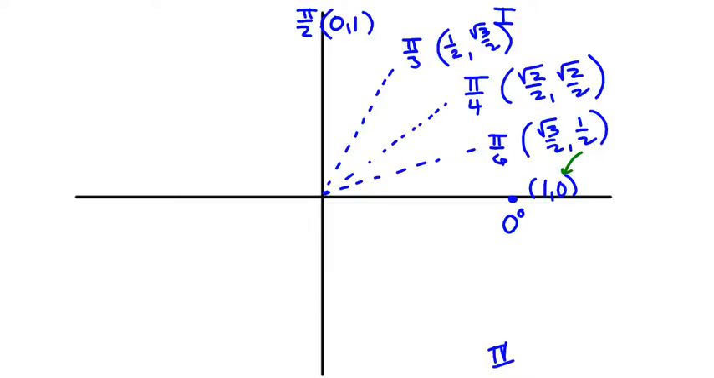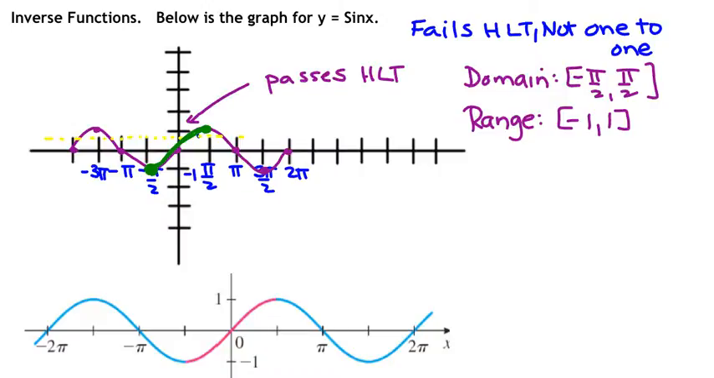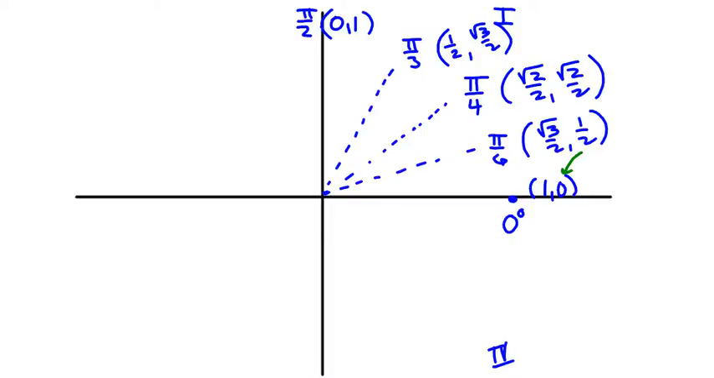Now, our domain, the piece that we looked at on the previous slide, is from negative pi over 2 to pi over 2. So I've constructed the special angles in the first quadrant. I have to go down to quadrant 4, but it's asking us for negative angles. Let's go back and find those angles here.